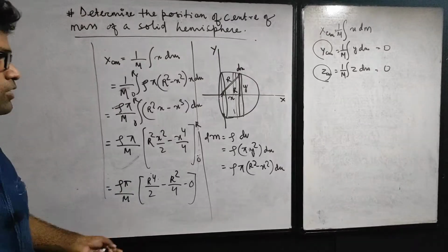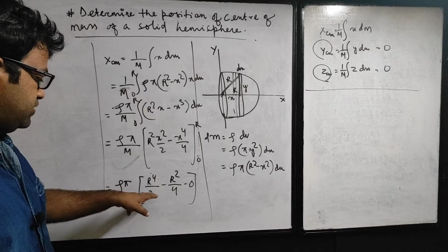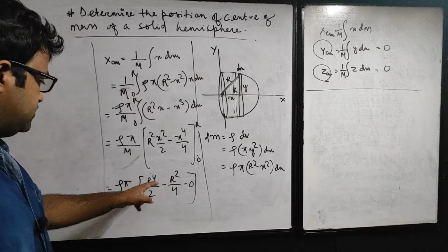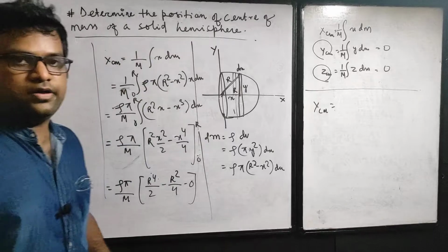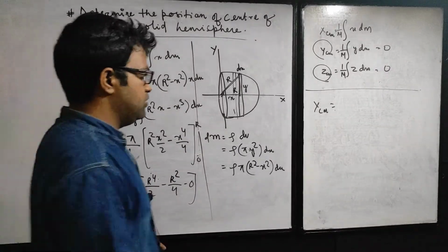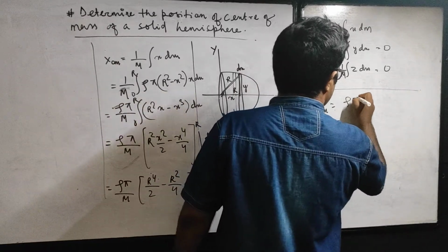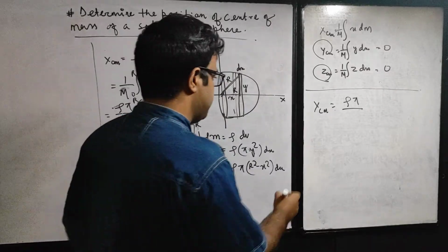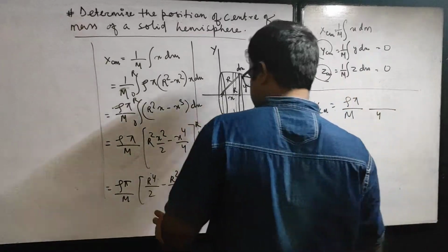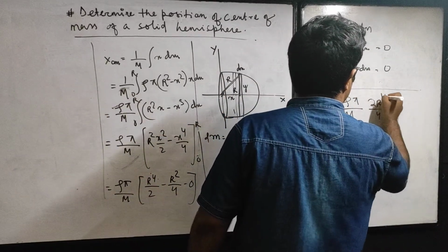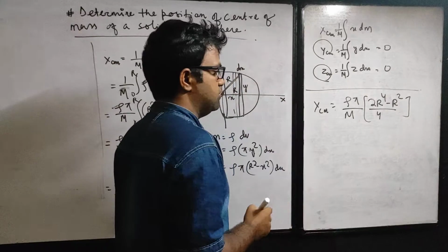Okay, so now just take the LCM and you can find out the result. So XCM will be equal to rho pi divided by m, and the LCM is 4, so (2 r to the power 4 minus r to the power 4) by 4. So this is your XCM.